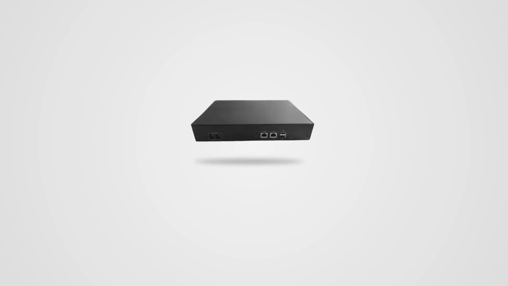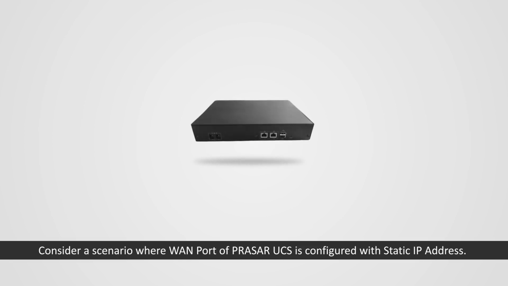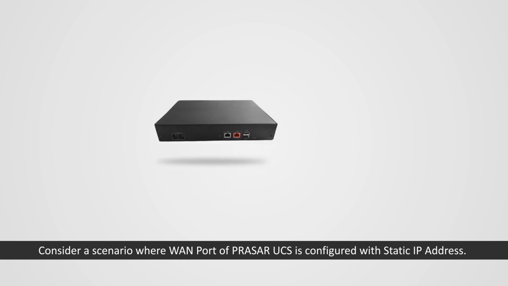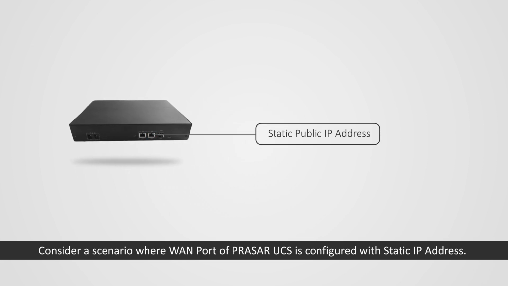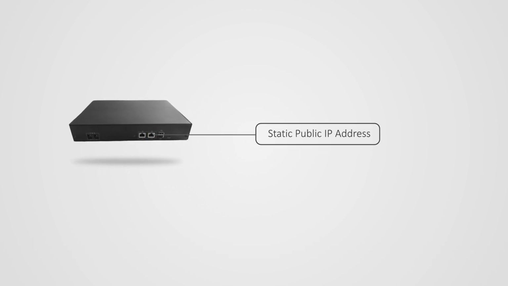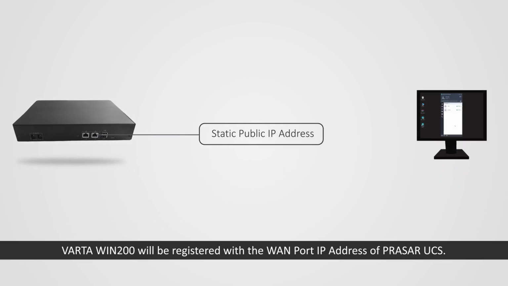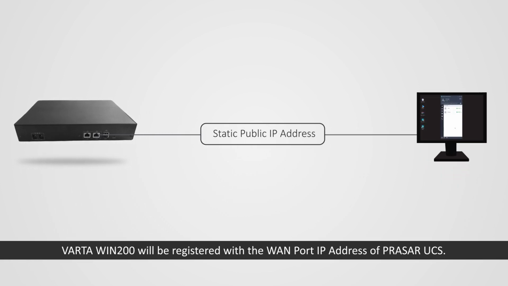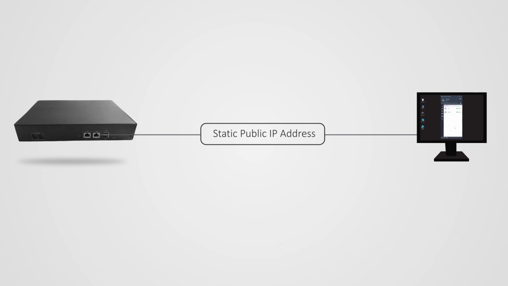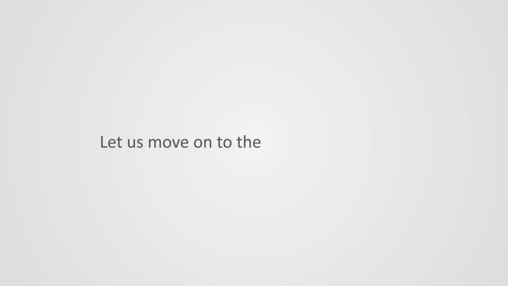Let us see the configuration now. Consider a scenario where WAN port of PRASAR UCS is configured with static IP address. VARTA WIN200 will be registered with the WAN port IP address of PRASAR UCS. Let us move on to the configuration steps.